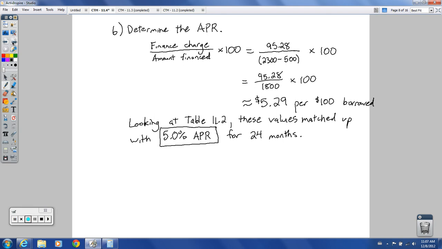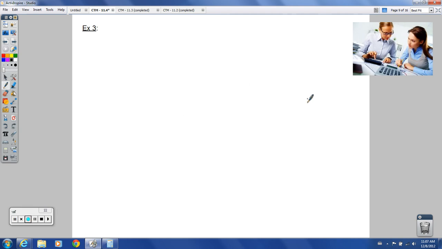Let's move on to example 3 here, and we're going to determine if we paid off the loan early now. So sometimes people will do that. They want to pay off the loan early, and so we're going to see a couple different ways, a couple different formulas we can use when that happens. So we're going to go back to example 1 and consider that one again, using Sammy's car loan from example 1.